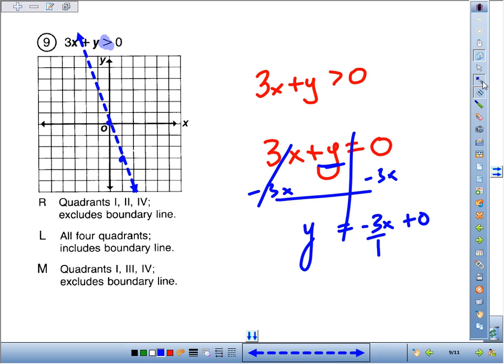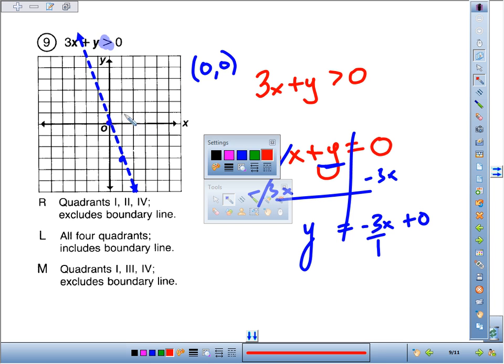And then we have to decide where we're going to shade this. Now usually we like to test the point 0, 0. But since 0, 0 is on this line, we can't test it. So let's pick another point. Let's make our life easy. Let's try 1, 1.